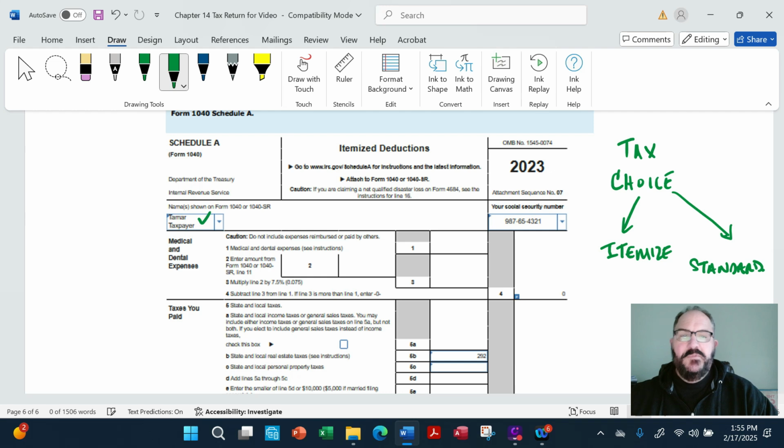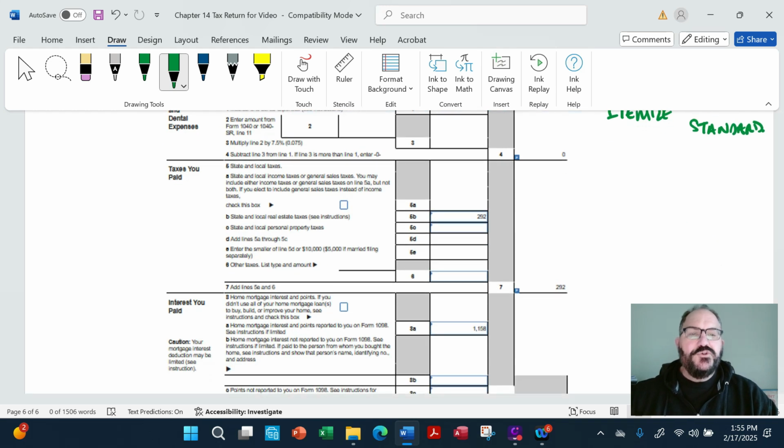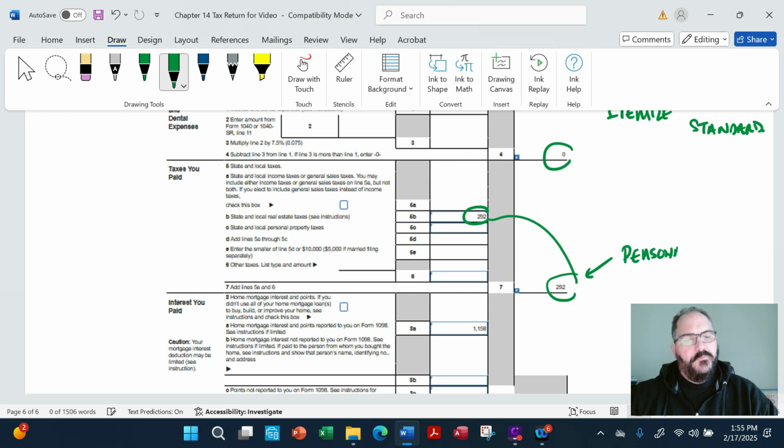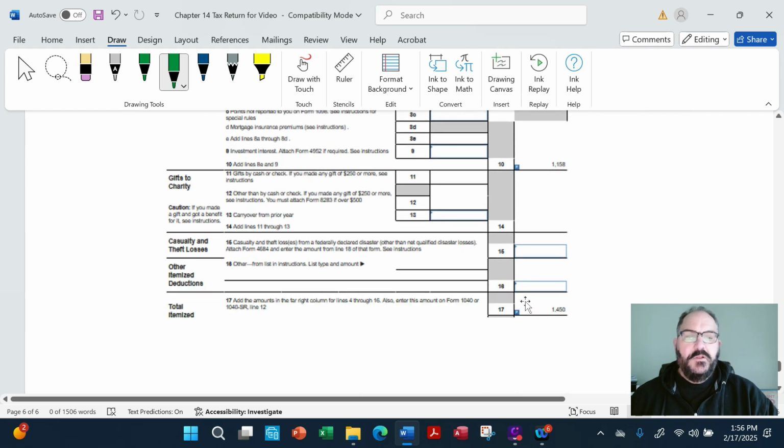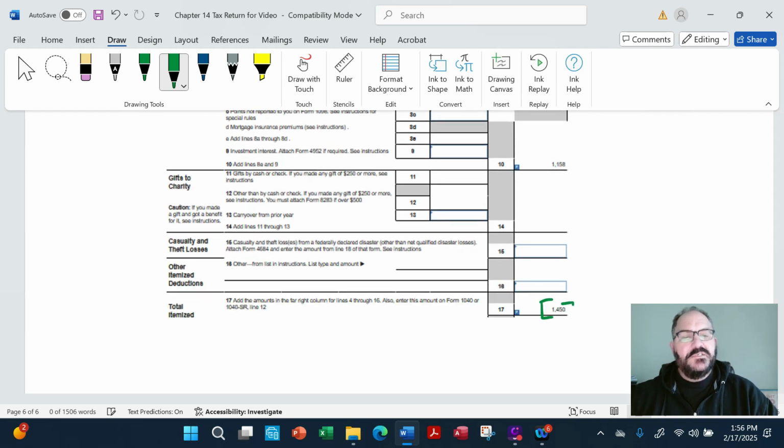Again, it's got her name, it's got her Social Security number. You don't know anything about medical and dental. You have no information here, so it's 0. Taxes you paid, $292. This is her personal portion. And over here, interest you paid. This is the personal. Okay. And then the total down here, you add these through there. And then you add these two lines up. And again, this is all the info we have.